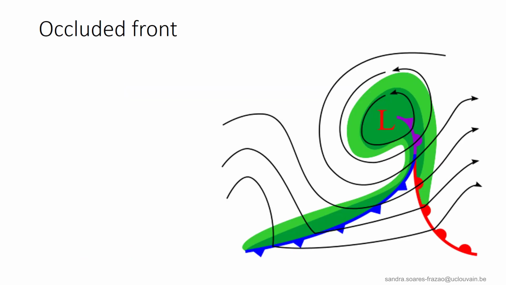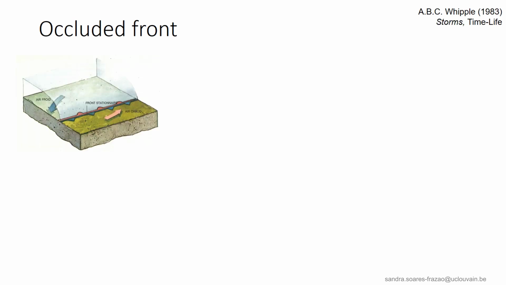Finally, an occluded front is formed usually around a low pressure area when a cold front overtakes a warm front, as sketched here. It can lead to the formation of a cyclone or just disappear after precipitation due to the mixing of masses of air at different temperature. The formation of an occluded front is illustrated here. First, the cold air blocks the warm air that was coming from south.